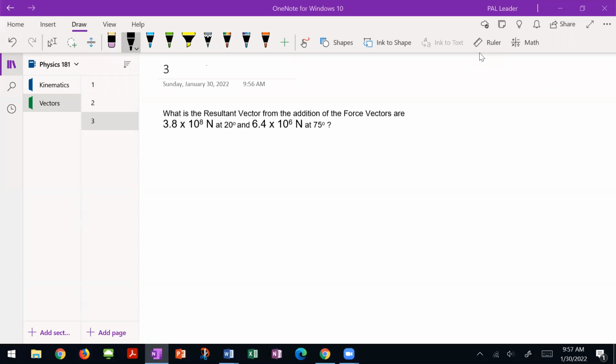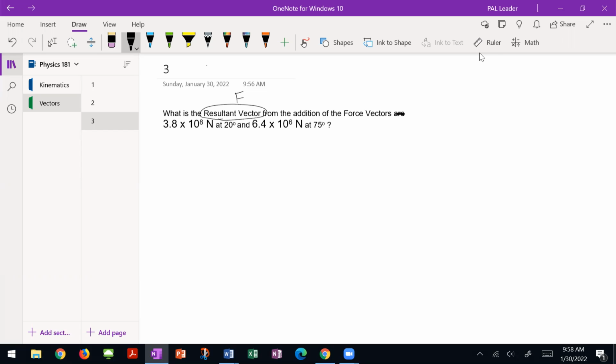Next problem, vectors number 3. What is the resultant vector? That is our answer, what we're going to look for. From the addition of the force vectors, what is the resultant vector? Just get rid of that. 3.8 times 10 to the power of 8 newtons at 20 degrees and 6.4 times 10 to the power of 6 newtons at 75 degrees.